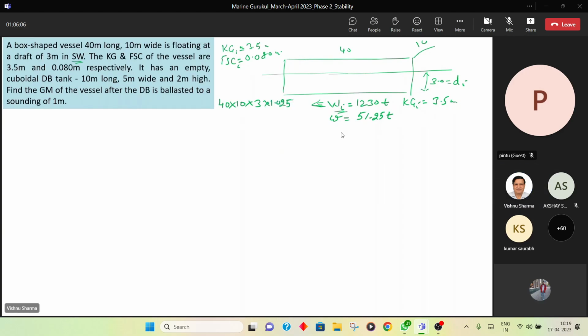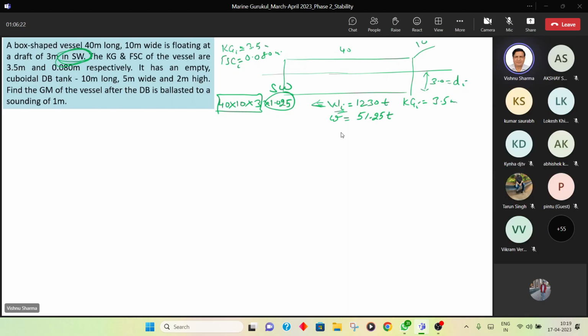Saurabh, this is the underwater volume. This is the seawater density. The vessel is floating in seawater. The question says 3 meters in seawater. What is the problem with 1.025? What was the confusion? Let me also understand why you were getting stuck on it. No, I was confused about the RD, sir.